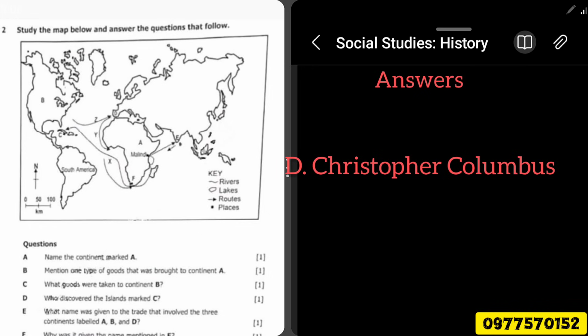Now, let's go to the next. What goods were taken to continent B? Slaves. D. Who discovered the island marked C? Where is C? Okay, C is there. The island marked C was discovered by Christopher Columbus.